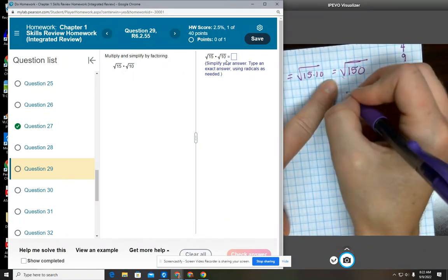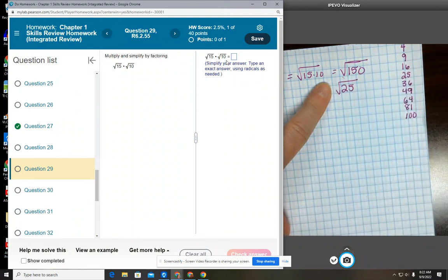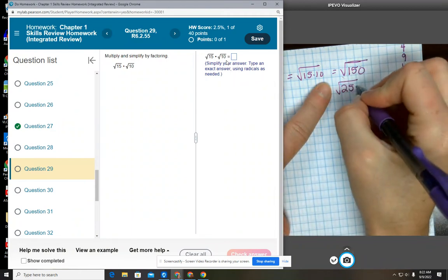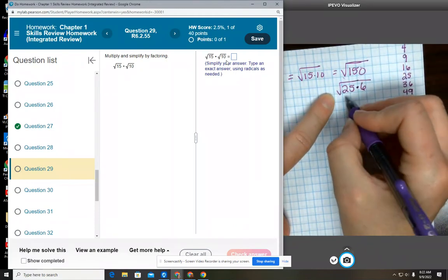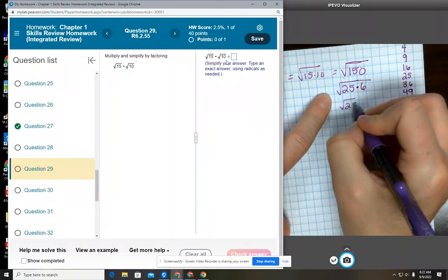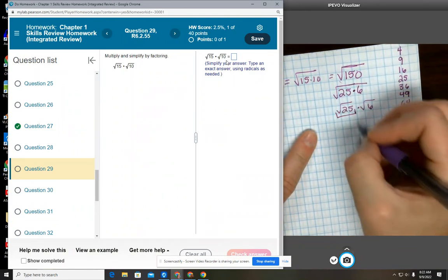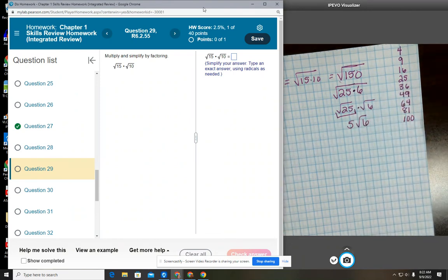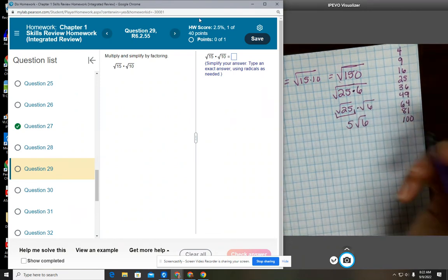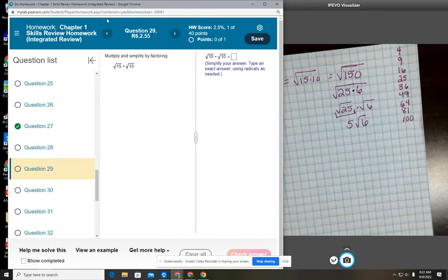And 25 does. So we're going to rewrite this as the product of a perfect square and something else. It'd be 25 times 6. Then you can break it up into square root of 25 times square root of 6. The square root of 25 is 5. So it'd be 5 square root of 6. And that's as simplified as we can go because none of these perfect squares will evenly divide 6.